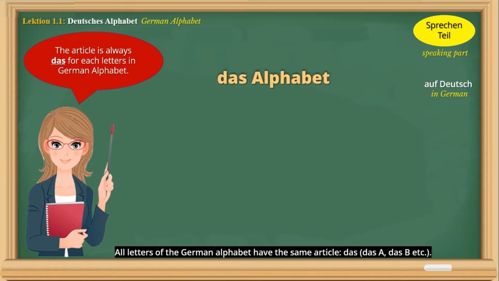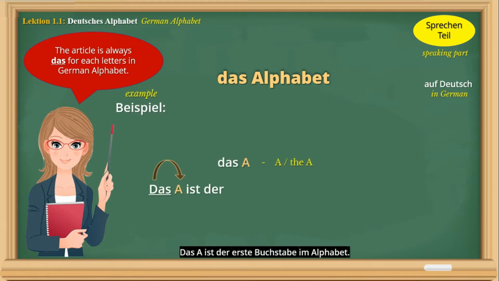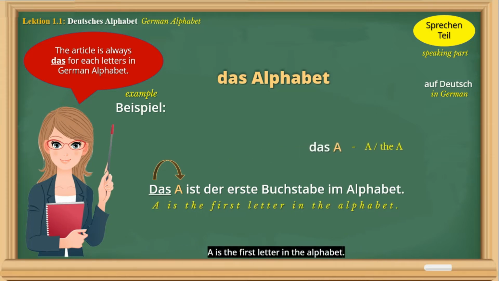All letters of the German alphabet have the same article, das A, das B, etc. Beispiel: Das A ist der erste Buchstabe im Alphabet. A is the first letter in the alphabet.